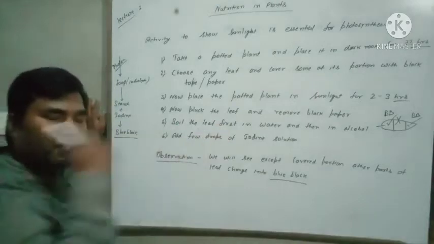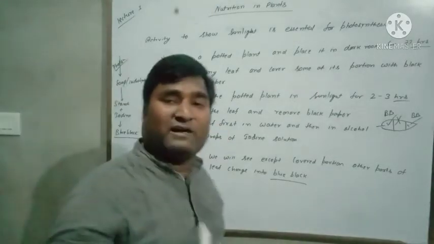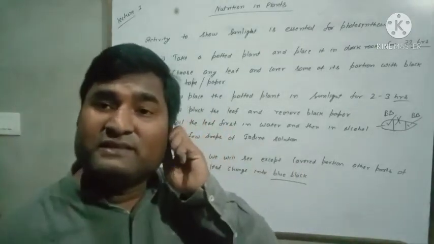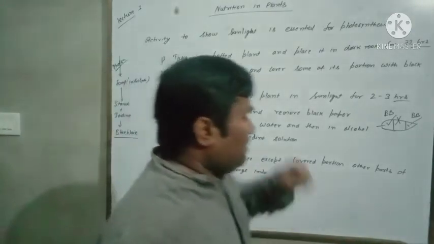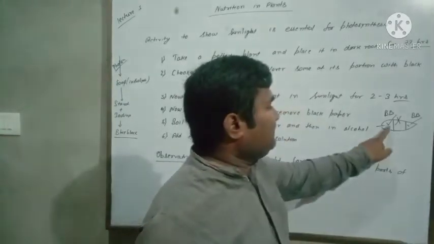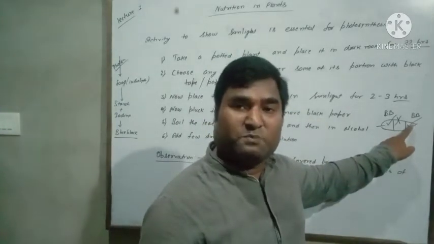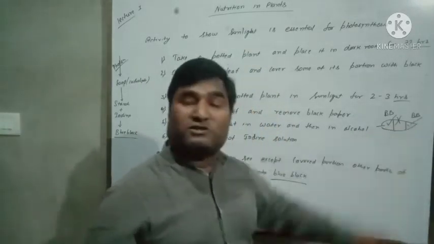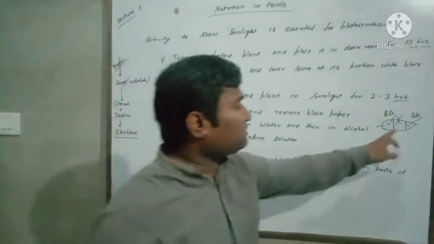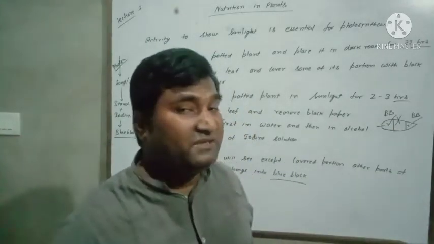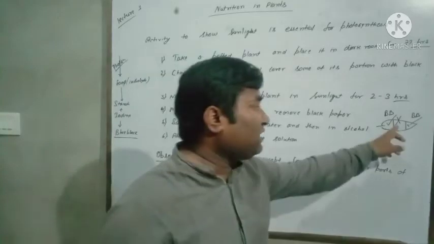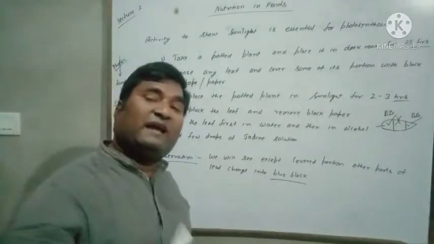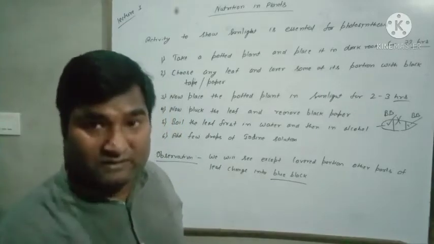produced. And we have plucked the leaf, we have boiled in water, boiled in alcohol, and after that when we have done this iodine test, we conclude that only in this portion and this portion starch is produced, because with iodine only this portion and this portion shows blue black. This portion does not show blue black. It means no starch is produced in the covered portion. So from this activity we can say sunlight is essential for photosynthesis.